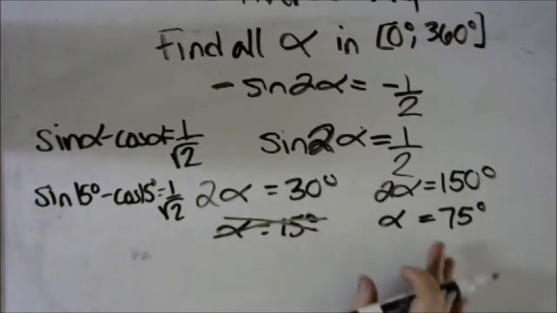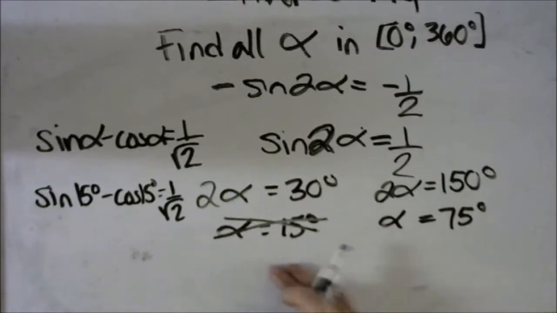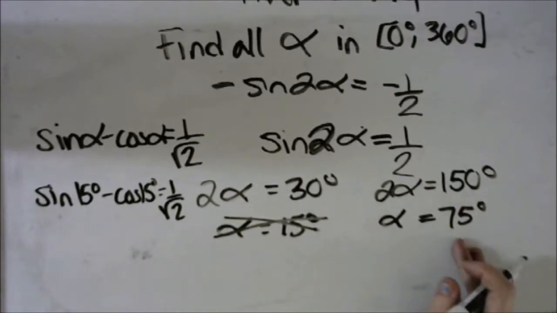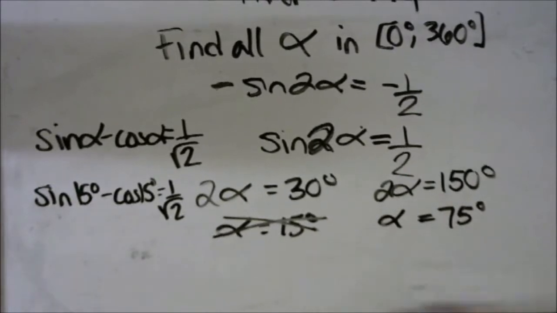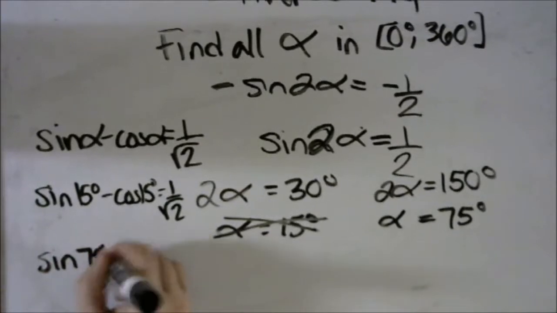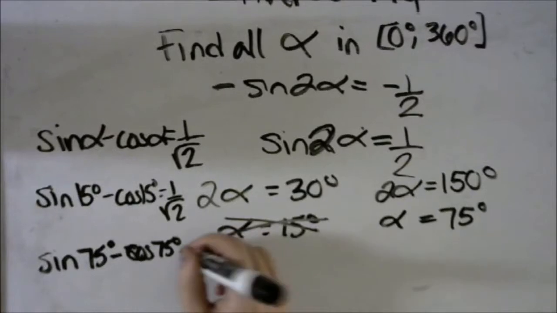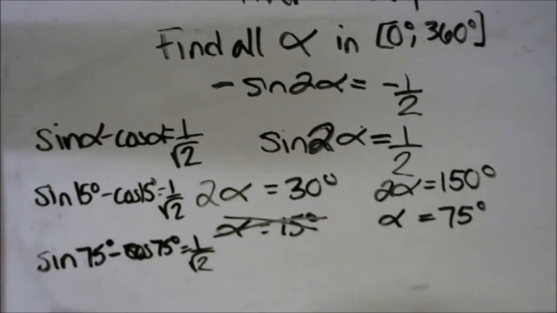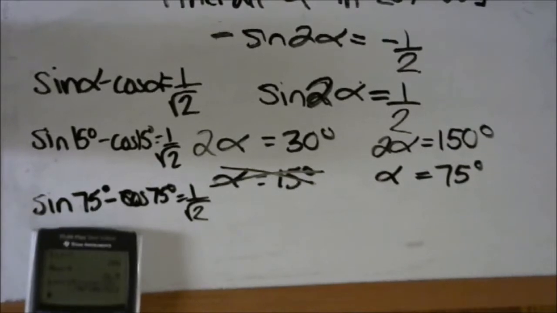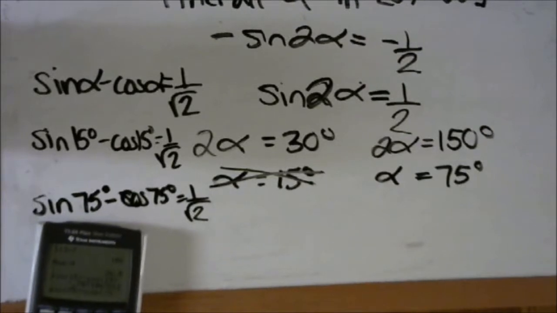Let's double check 75 degrees. If 75 degrees is extraneous, we already found that these were the 2 possibilities. So if 75 is extraneous, it tells us that there is no solution to our original equation. Hopefully that's not the case. Sine of 75 degrees minus cosine of 75 degrees is equal to 1 over rad 2. Again, I'm going to type this into my calculator because I'm just trying to check my solution. An approximation is going to give me that clarification.